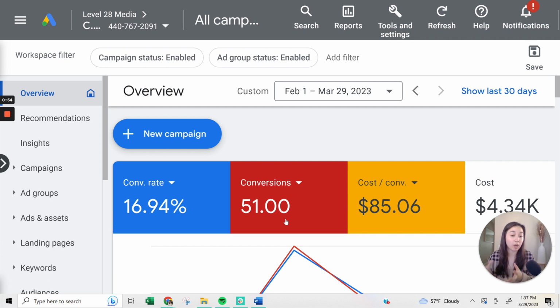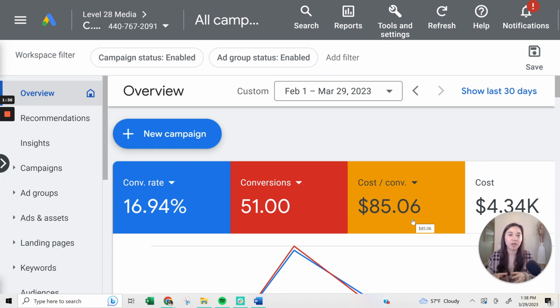Now, let's talk about conversions. We brought in 51 conversions, which is a combination of phone calls and form submissions over a 60-day period. So it's almost one every day or every other day. The amount of conversions that came in contributed to the cost per lead, or cost per conversion, which came out to $85.06. On average in this industry, I see cost per conversions or leads in the $100 range or more, depending on how competitive the market is.